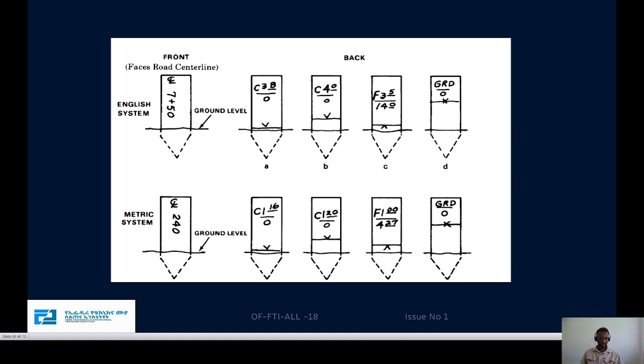So at the center line it will be 214 meters, and we also see the ground level. C means it is a cut. For example, 1.16 meters is the cutting part. The cutting part below is 0, and 0 means the stake is at the center line. Also the cut will be 1.20 at 0, and also a fill of 1.0, placed 4.29 meters away from the center line.